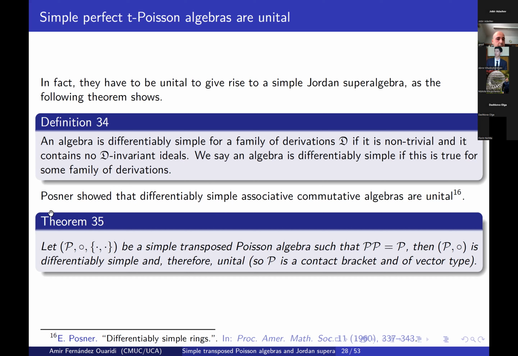So using this fact, we prove that if we have a simple transposed Poisson superalgebra such that P times P is equal to P, then the associative commutative part is differentiably simple and therefore unital. So P will be a contact bracket and of vector type. In other words, we will only obtain simple Jordan superalgebras if we start with a transposed Poisson algebra which is a contact bracket, or is of vector type.